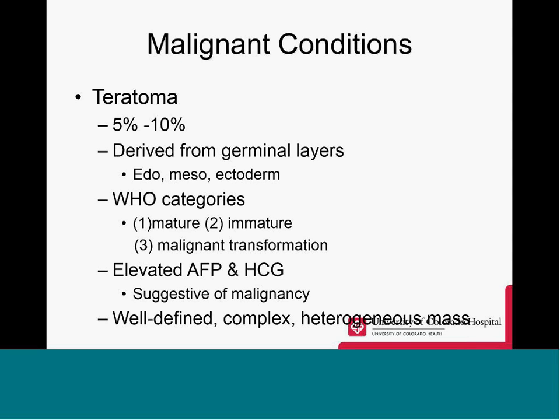Teratomas make up about 5 to 10% of testicular tumors. They're derived from the 3 germinal layers. The World Health Organization categorizes teratomas into mature, immature, and malignant transformation. They will also have an elevated AFP and HCG, human chorionic gonadotrophin. If this is the case, this is suggestive of a malignancy.